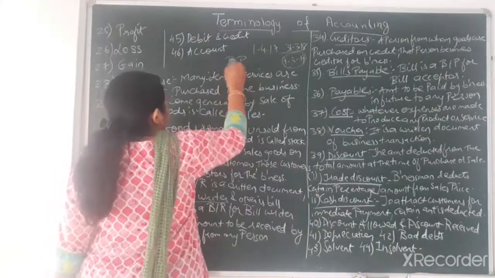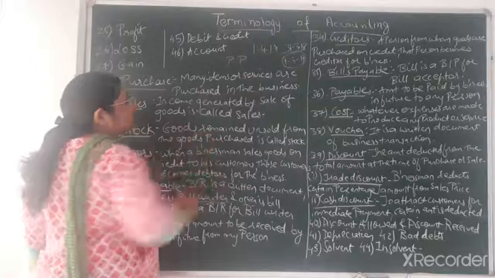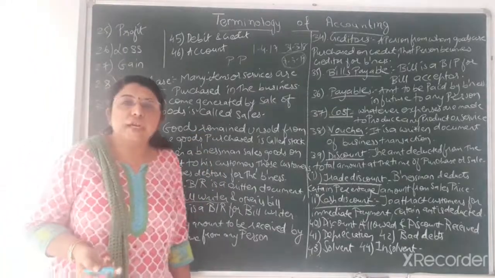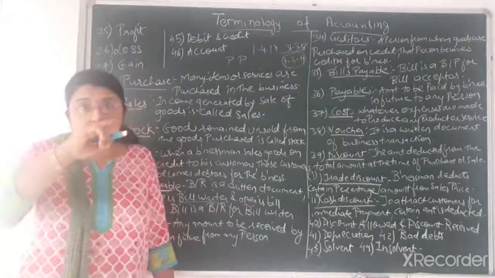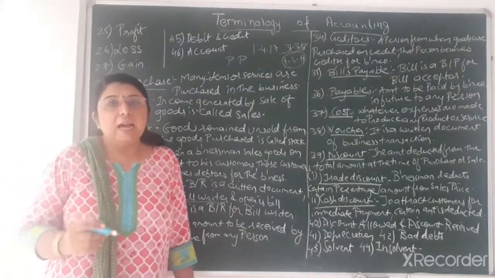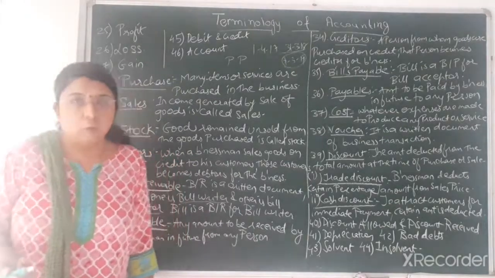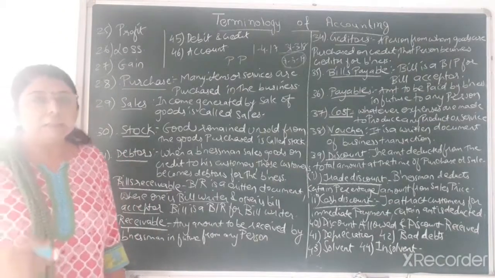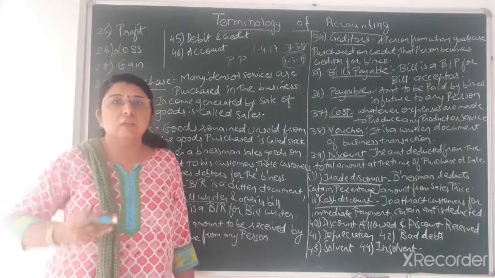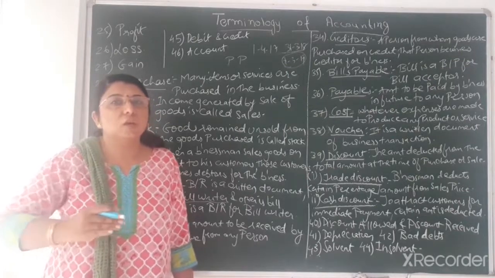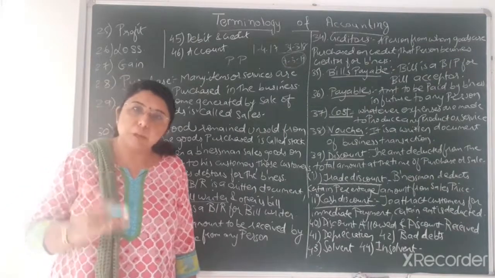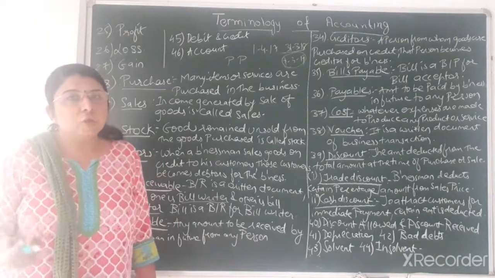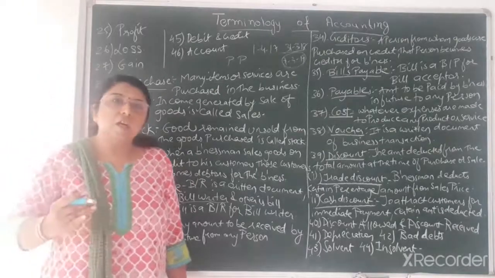It is written in short form as P.P, that is prepaid expense. In the same way, outstanding income. Outstanding income means the income that is to be received in future from the third party or the customer. In the current year, that income has arisen, but the third party or customer is not in a position to make payment at that particular time. Then that becomes outstanding income, which is to be paid by that party in future.